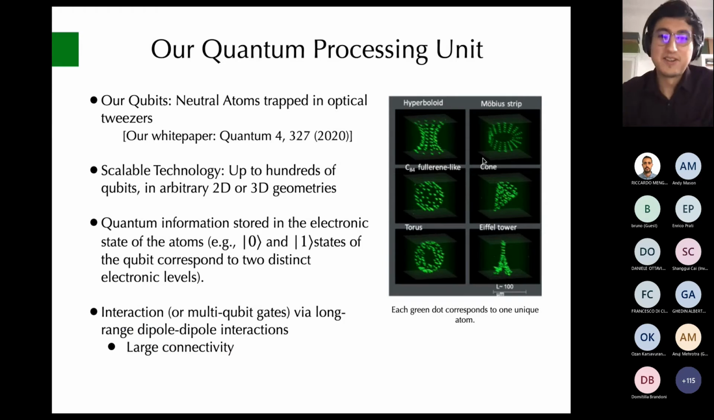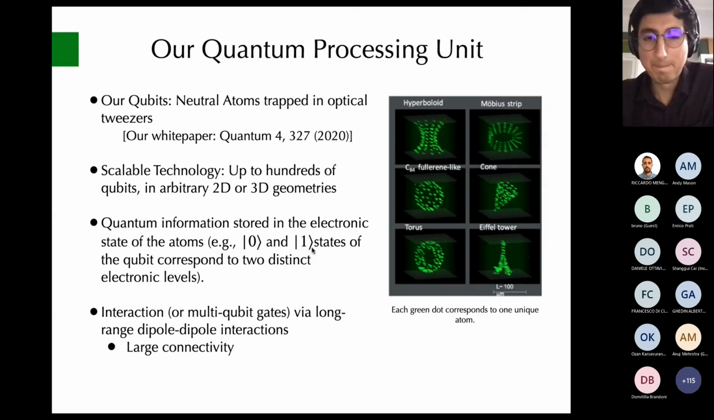So the qubits themselves are these atoms, for example, rubidium, which are trapped in optical tweezers. As you can see here, you have several atomic traps, and each one of these green dots represents an atom, which is guided to move between two electronic levels. It's a Rydberg atom. So this is a particularly scalable technology. You can have hundreds of these atoms in these traps in arbitrary 2D or 3D geometries, as you can see in the picture.